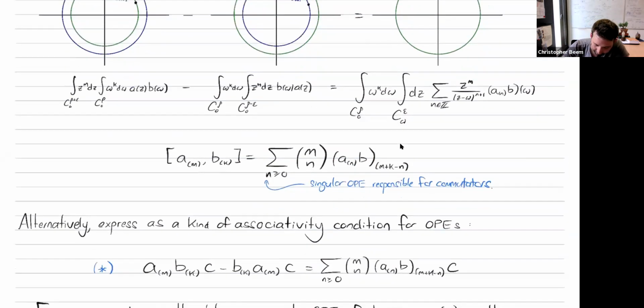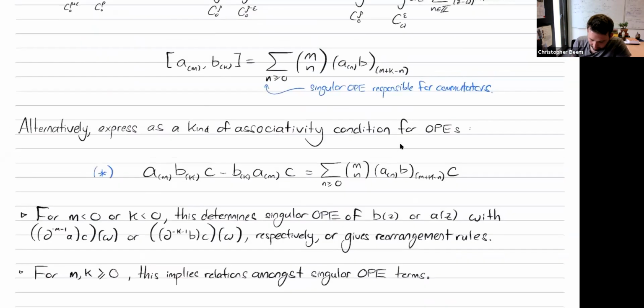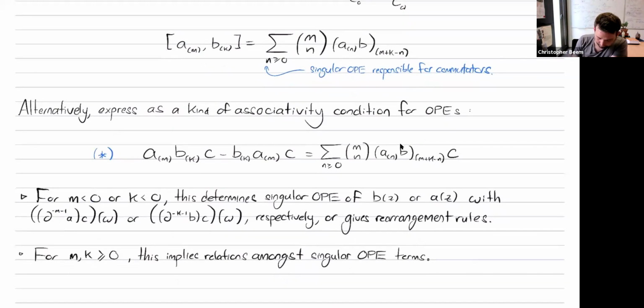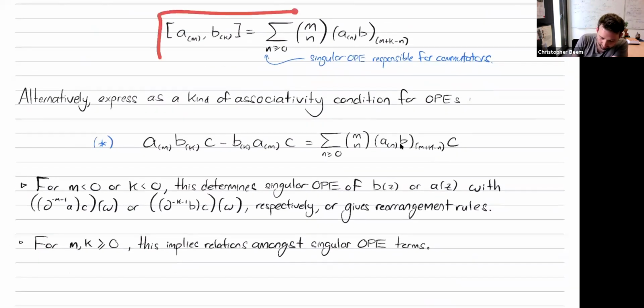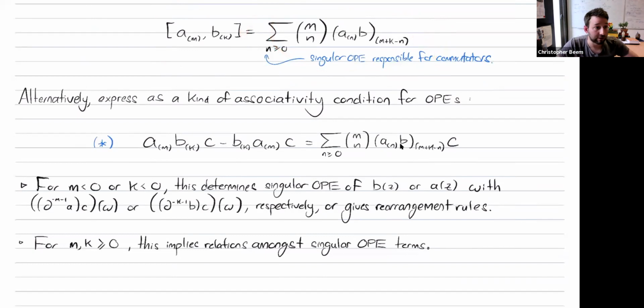But maybe a slightly better expression for this, instead of thinking of it in terms of commutators of modes, is to think of it as an associativity condition for triple products. So A OPE with B, OPE with C, and selecting out certain terms. If I just take this expression and put in a C on the right-hand side, then I get what I've written as star here. But there's a mental adjustment: instead of a commutator in some Lie algebra of modes in endomorphisms of V, we think of this as a set of conditions on terms in OPEs, even though they're secretly the same.